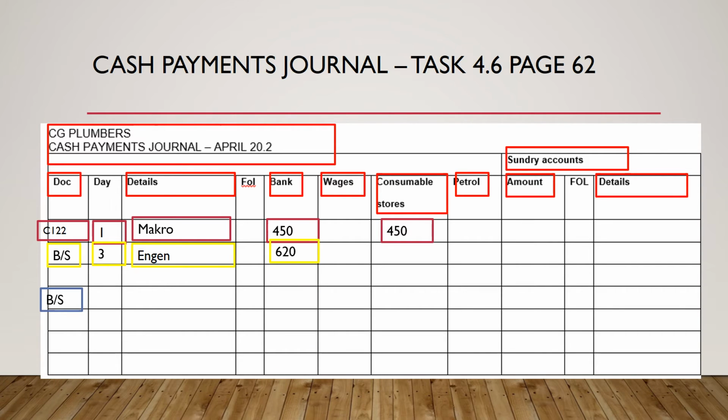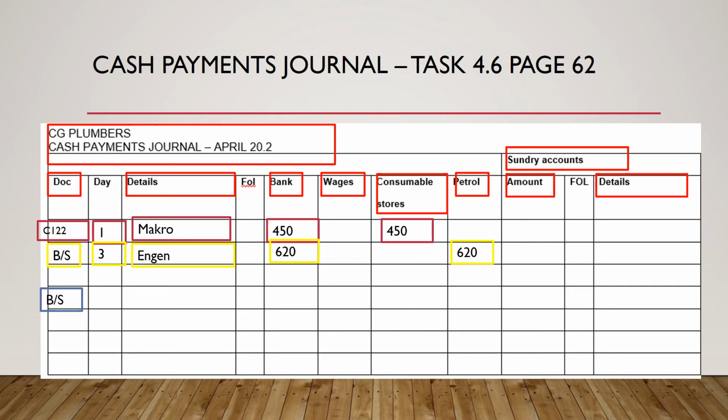The money that left our bank was 620 Rand. And what did we buy? Yes, we bought petrol. So we do have a column for petrol. Therefore, petrol is written, 620 is written in the petrol column.